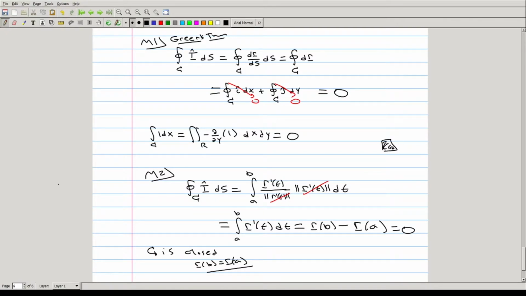So this is just a nice example, just kind of showing that typically there are multiple different ways of proving something in mathematics. It all just depends on what method you want to use, but Green's theorem is a nice way of showing this.